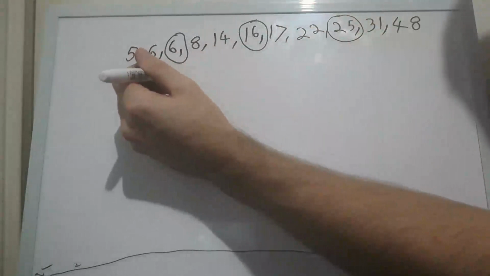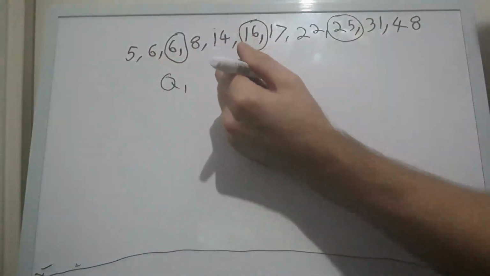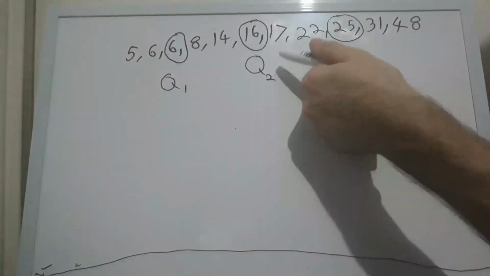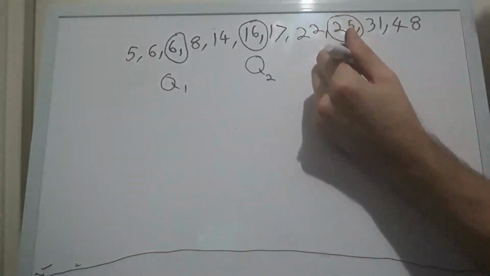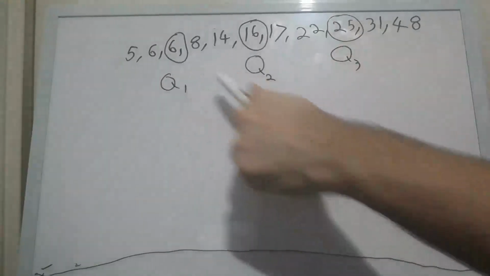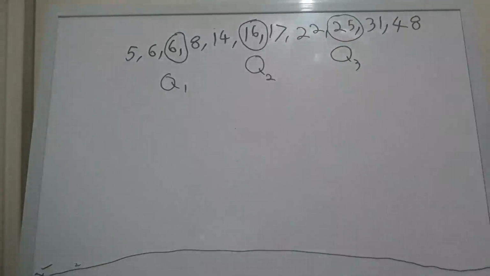So, we'll call this Q1. Call this one Q2. This is also your median, by the way. And we'll call this one Q3. First quartile, 6. Second quartile, 16. Third quartile, 25. Now, interquartile range. That's the next thing I'm going to be talking about.